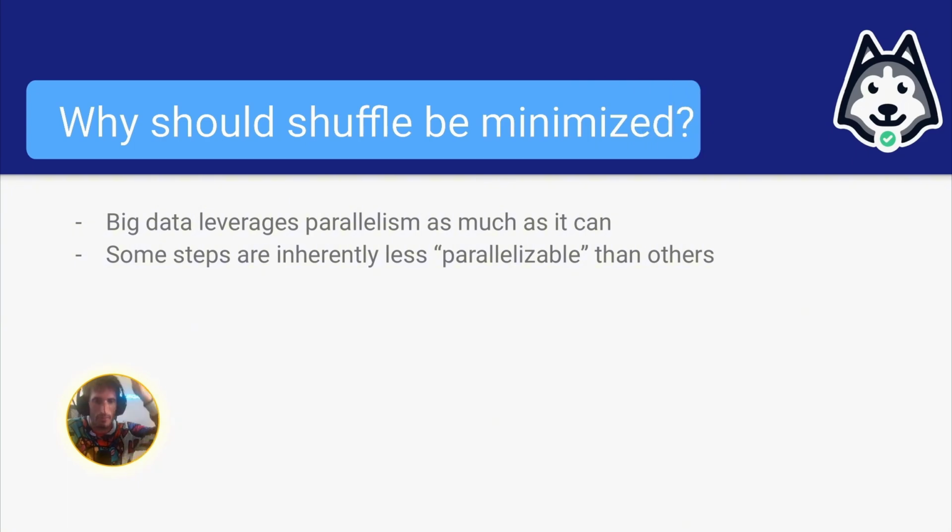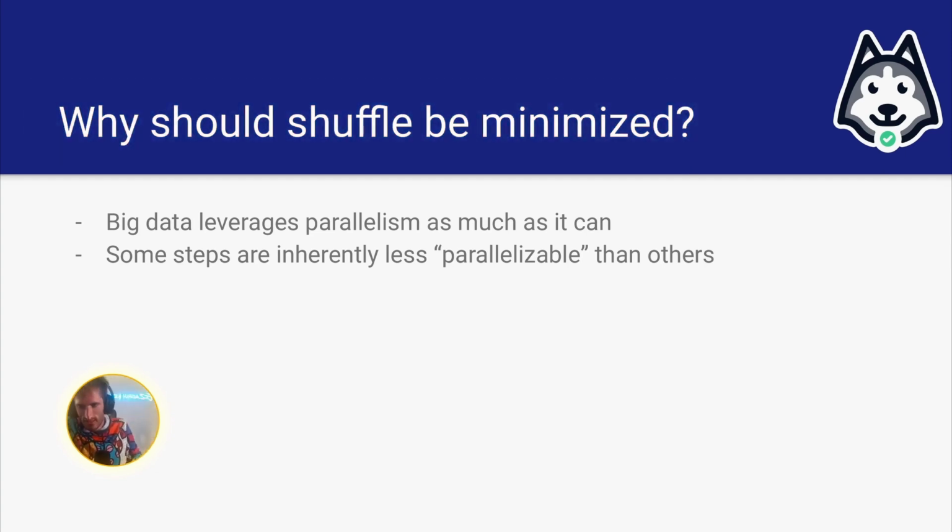Okay, why should shuffle be minimized? Well, the thing that sucks about shuffle is that it's the bottleneck for parallelism. If you have a pipeline that doesn't use shuffle, it can be pretty much as parallel as you want it to be, because you don't need a specific chunk of data to all be on one machine. You can have it all split out, and we're going to talk more about what that means and the parallelism of stuff in another slide.